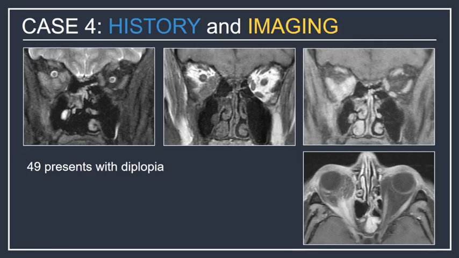On this axial post-contrast image, we can see that there's also some involvement of the cranial nerves as they're traveling through the superior orbital fissure.